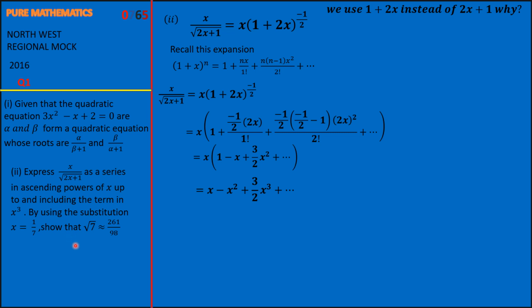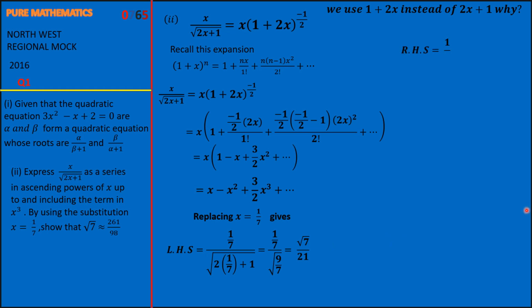So when you replace x by 1 on 7, this expansion is equal to this. So I'll replace x equals 1 on 7 here on the left hand side and simplify. That will give us 1 on 7 divided by square root of 2 times 1 on 7 plus 1. Now at the numerator we have that. At the denominator we have 2 over 7 plus 1. That is what? 9 over 7. And the square root of 9 is 3 divided by root 7.